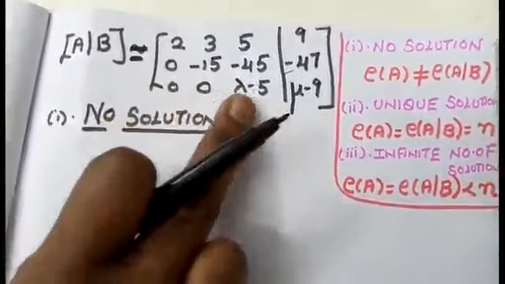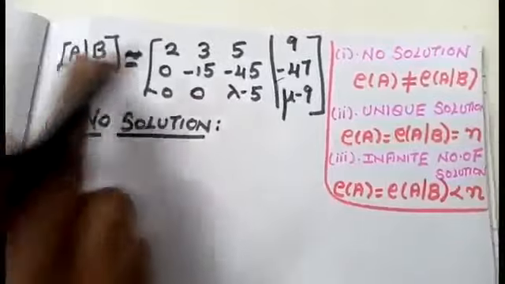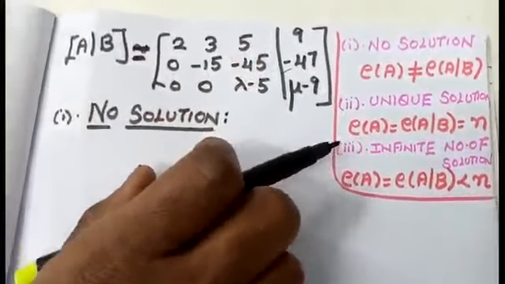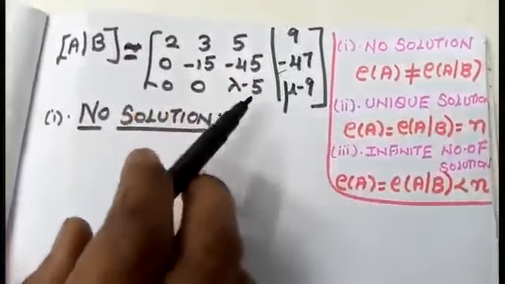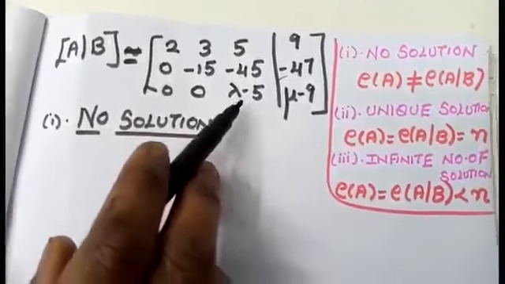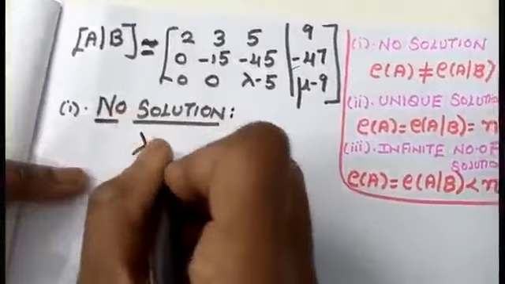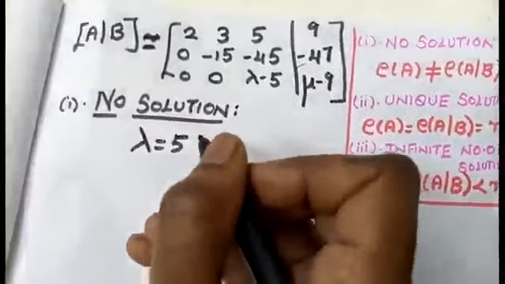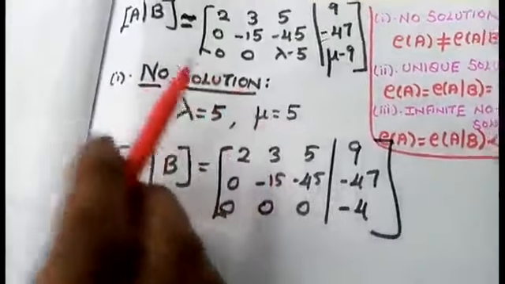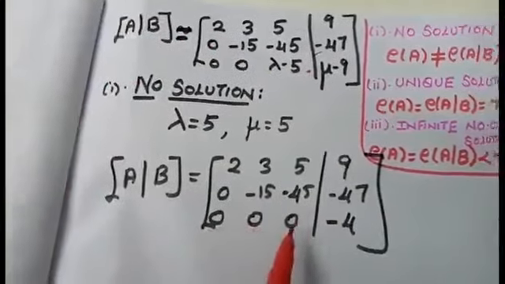In place of lambda and nu, I am going to give values in such a way that they satisfy these three conditions on the basis of rank. Now I can give the numbers in such a way that I should get no solution. So here I am going to give lambda equal to 5, nu equal to 5. If you substitute the values for lambda and nu, you will get the last row as 0, 0, 0, minus 4.